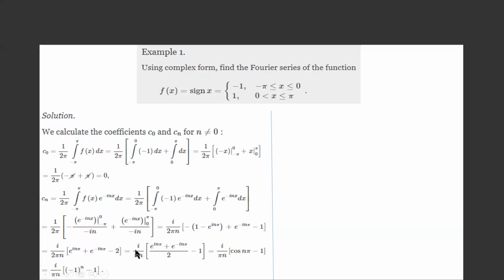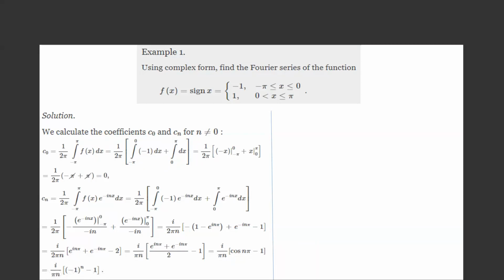So I have to change this one into cosine n pi plus i sine n pi, and this one cosine minus n pi plus i sine minus n pi. Cosine minus n pi is the same as cosine n pi because cosine is an even function. So I have an i sine n pi here, and it will be deleted with the minus i sine n pi. So I will have only this term.